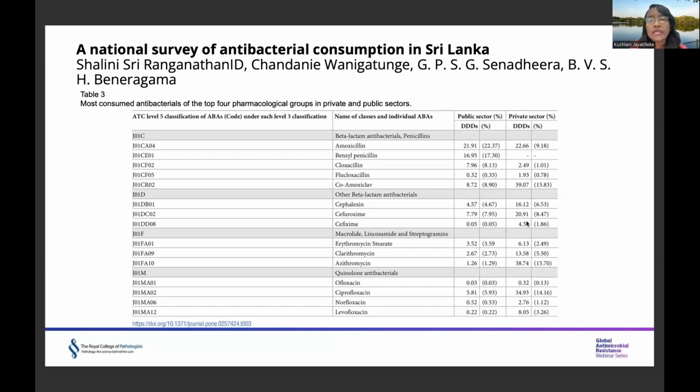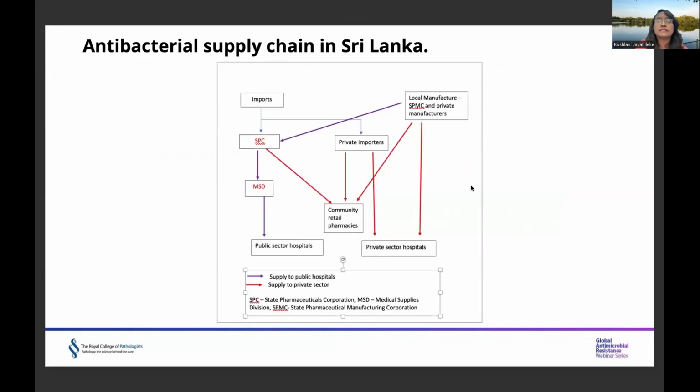But if you look at how they have defined private and public sector, it's like this. This is the supply chain in Sri Lanka. The State Pharmaceutical Corporation and the Medical Supplies Division supply the public sector hospitals, and private sector hospitals are supplied by private importers and local manufacturers. There are community pharmacies which are mostly private, apart from a few state-run pharmacies. So though they have separated public and private this way, some of the prescriptions from the public sector may go to the private pharmacies.